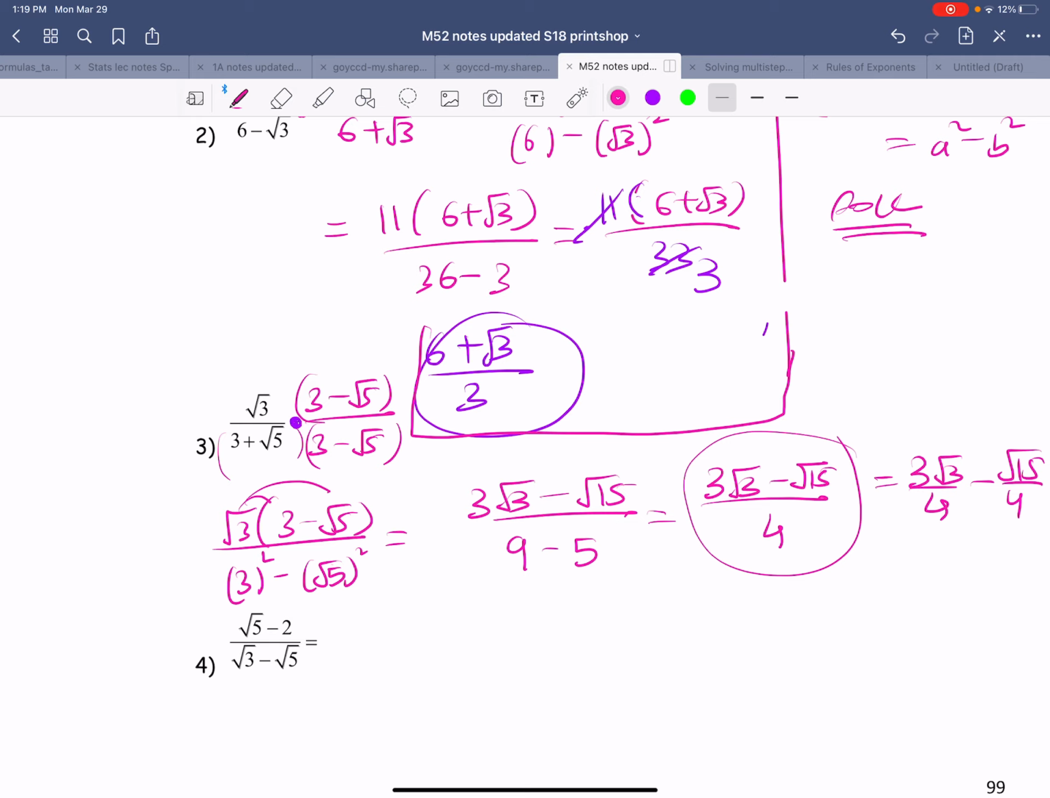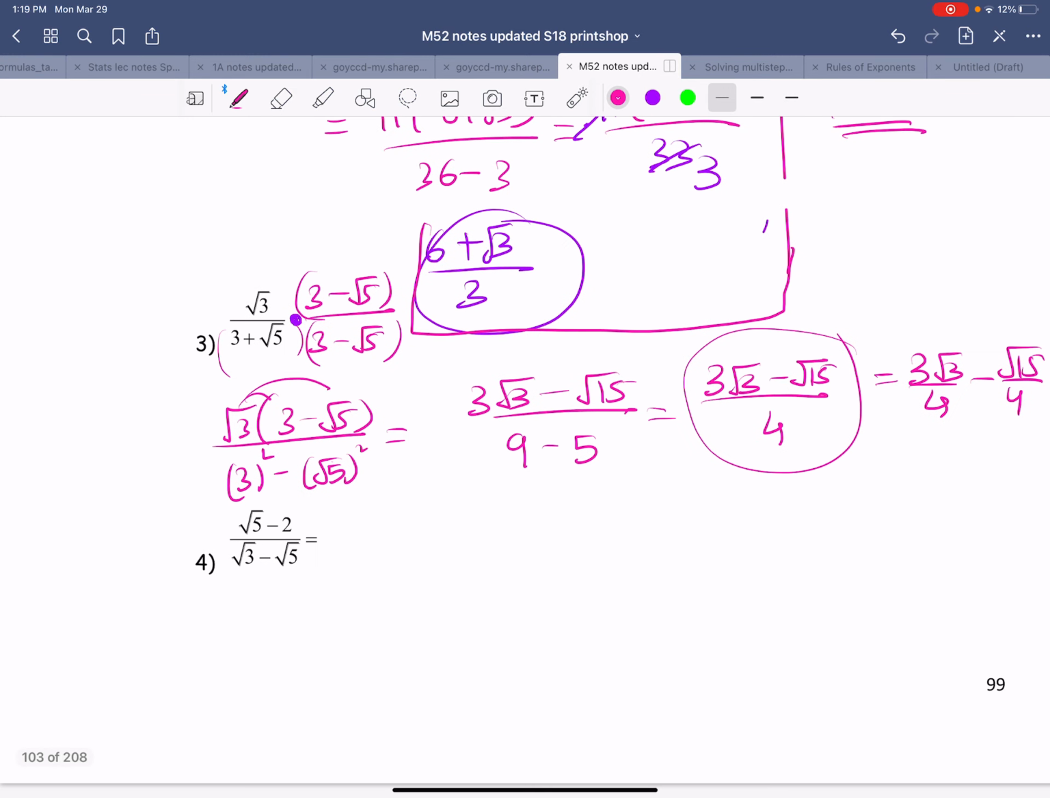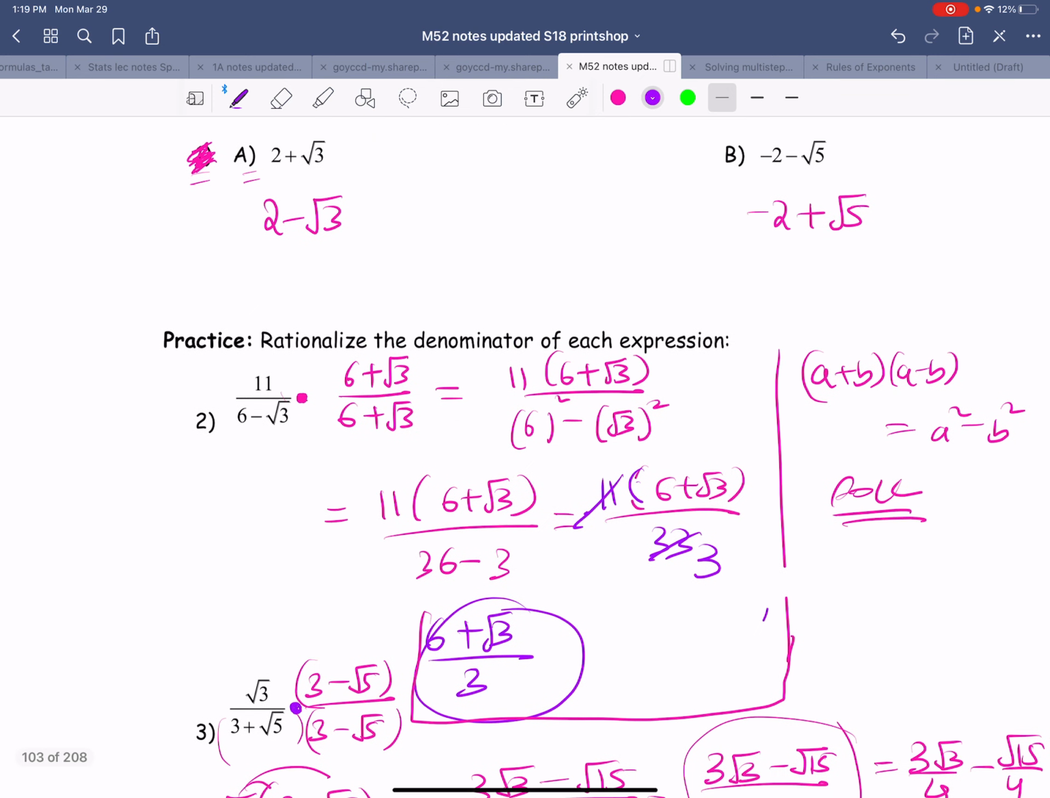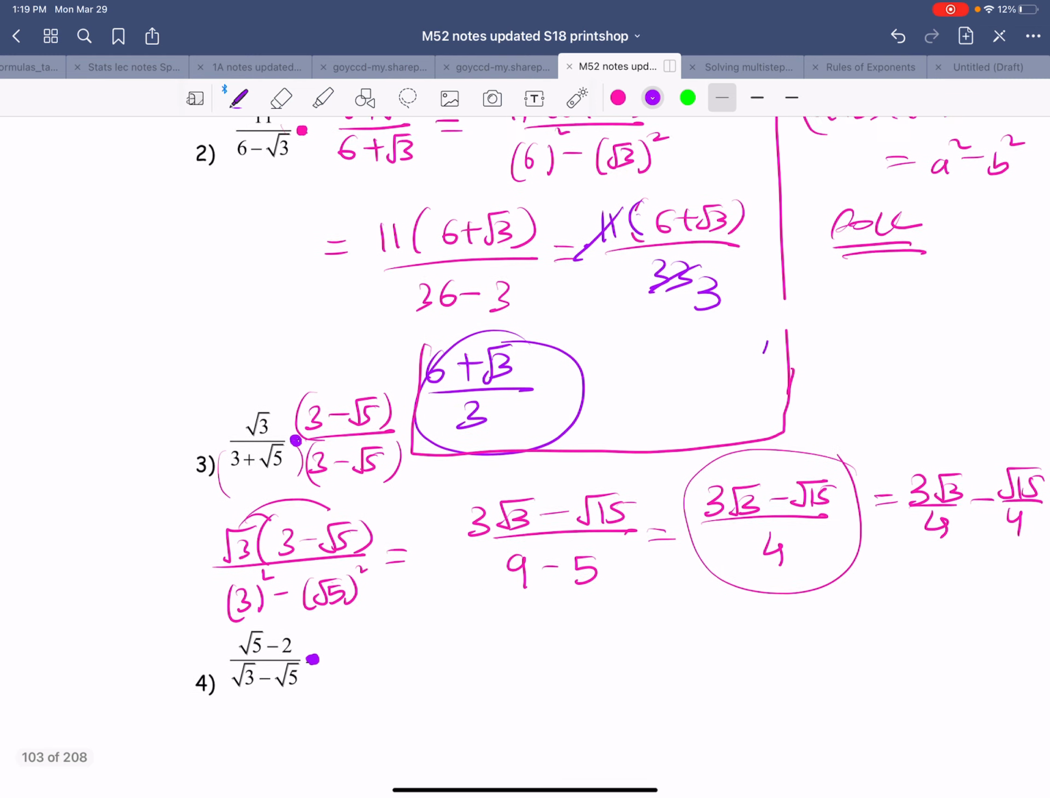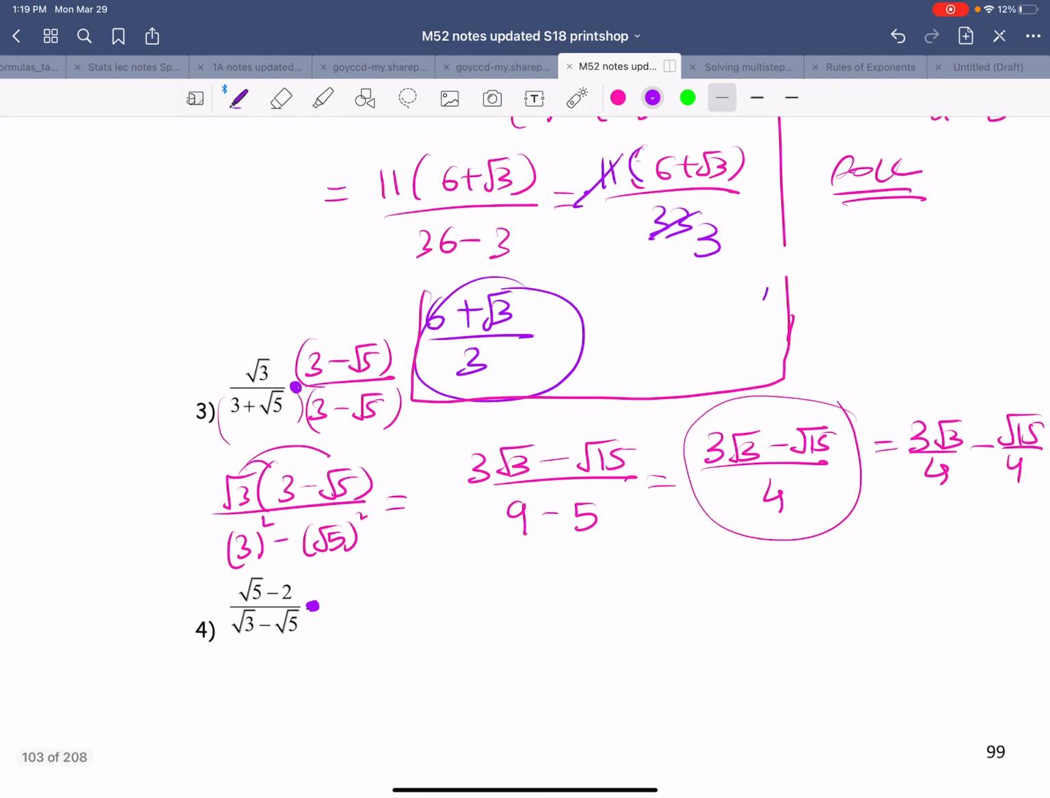Okay. Next, we will look at example number 4. We have root 5 minus 2 over root 3 minus root 5. This one has a binomial in the numerator, a binomial in the denominator, and we have radicals involved. So again, read the directions. We are rationalizing the denominator, okay? We're trying to get rid of the square roots from the denominator.